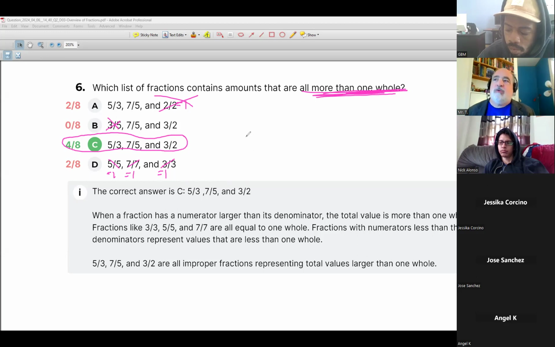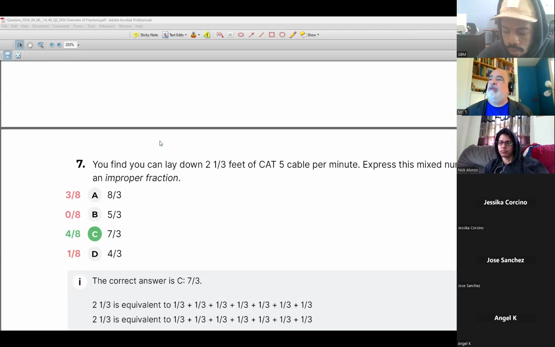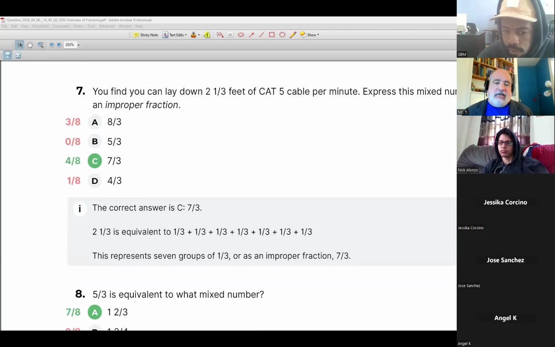Who has questions on this one? You get it now? Okay. Again, the important thing is you get it now. Okay, number 7. You find you can lay down 2 1/3 feet of Cat5 cable per minute. Express this mixed number as an improper fraction.